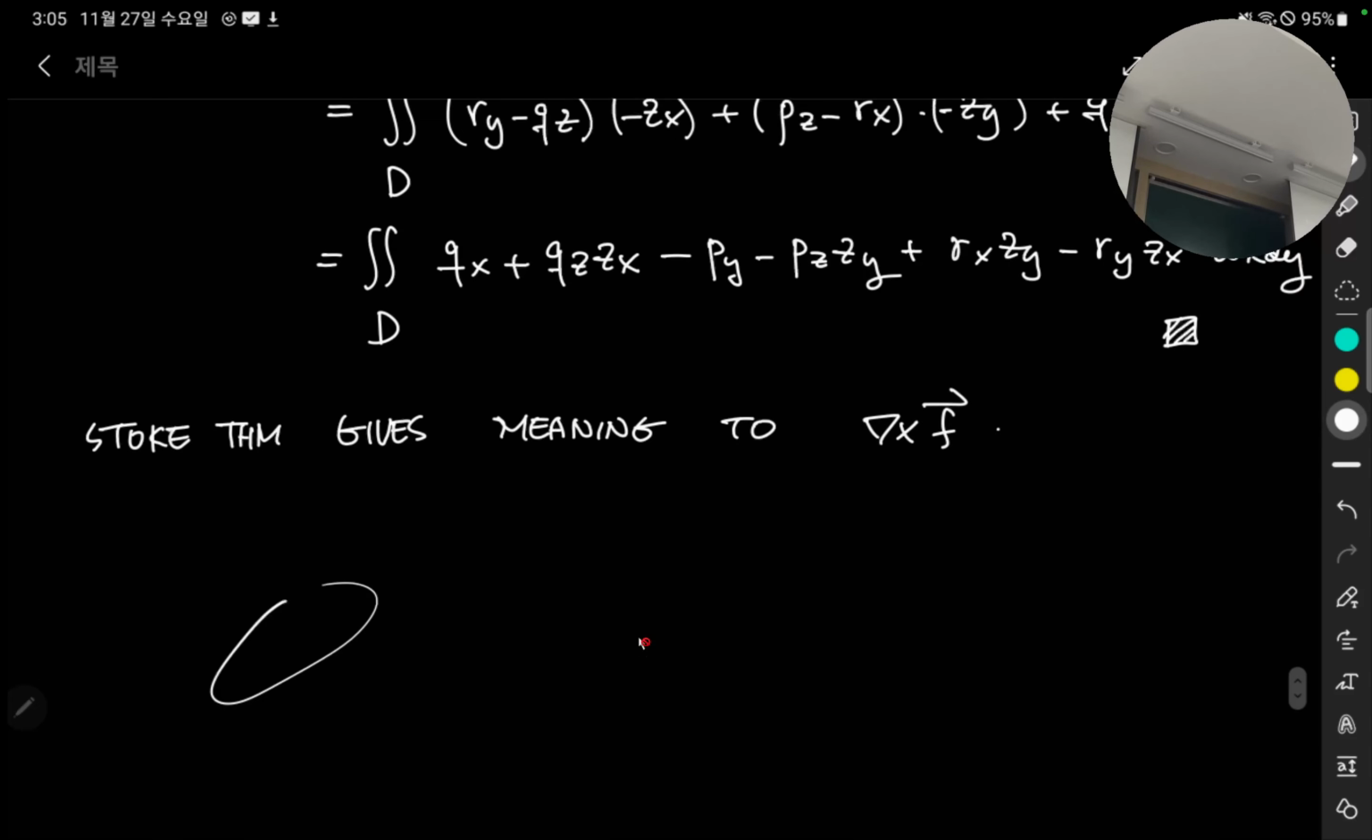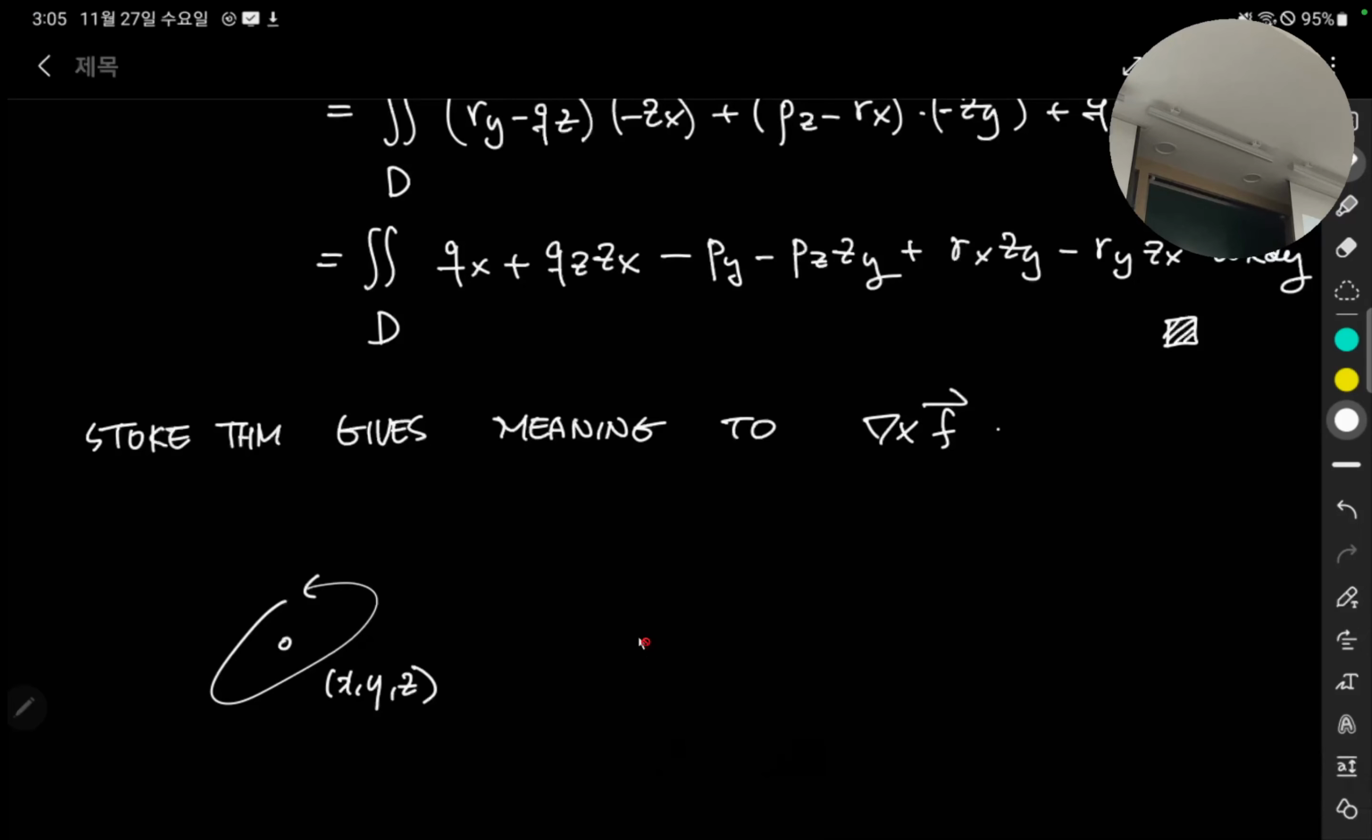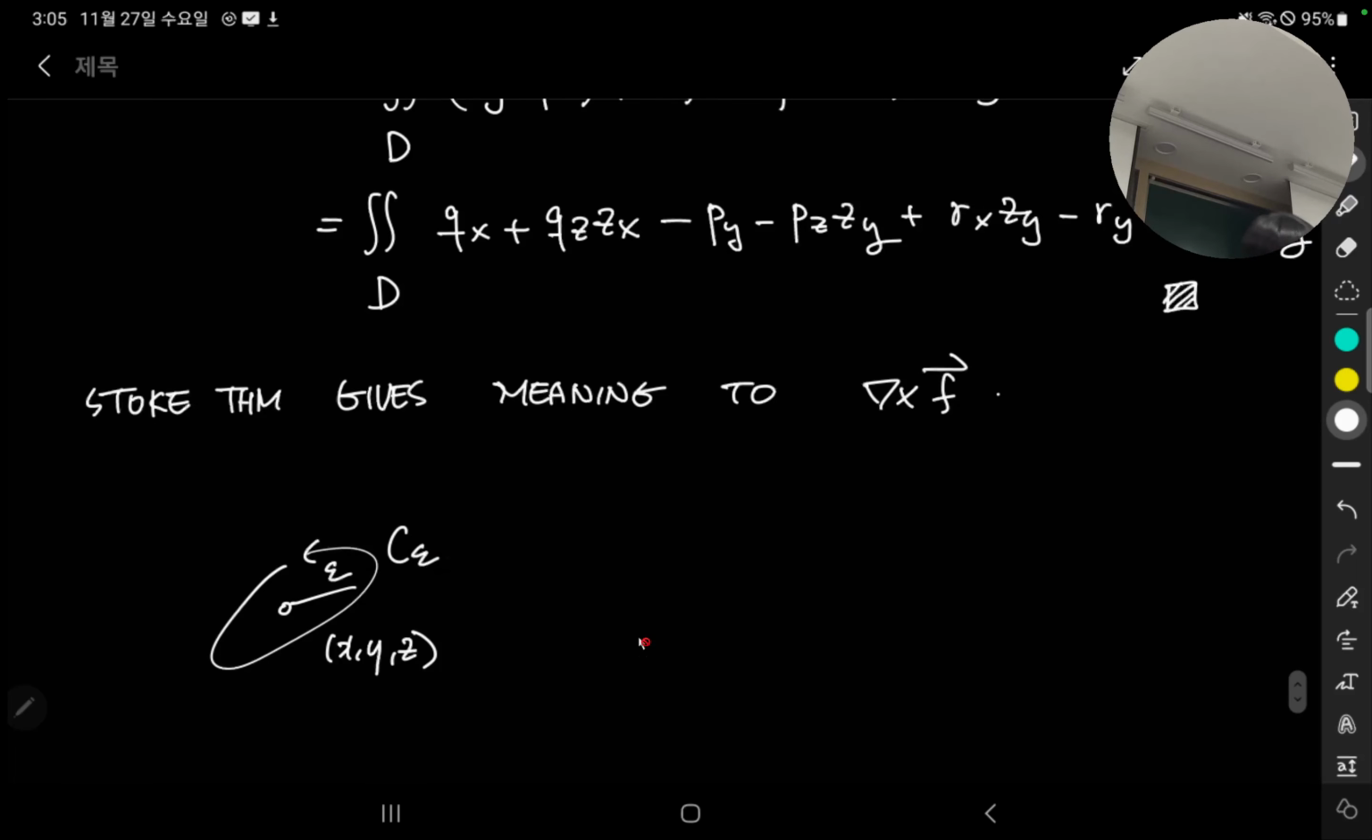So think about a very small circle loop around the point in three-dimensional space. We have a point (x, y, z), and let's say we have a small radius epsilon, and a loop C epsilon circulating once around this point. So assume that there is a vector field.